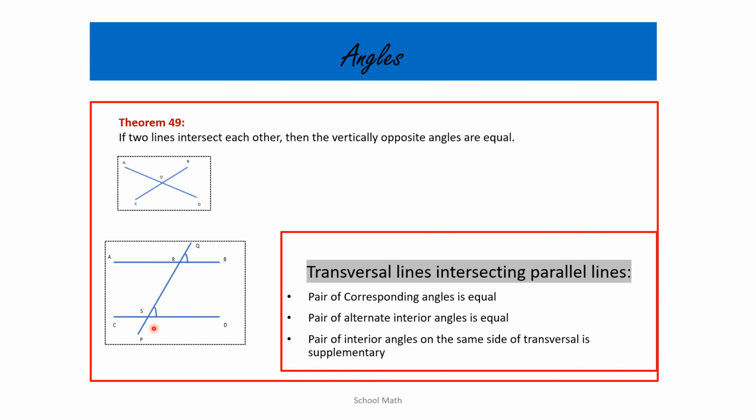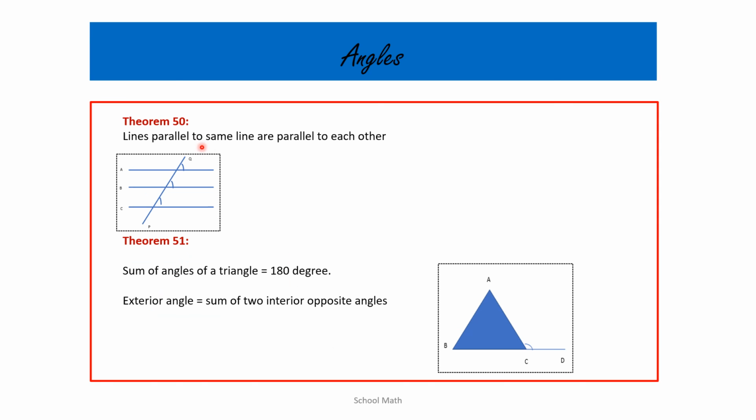When a transversal line is intersecting two parallel lines, then the pair of corresponding angles are equal. Pair of alternate angles are equal. Pair of interior angles on the same side of the transversal will be supplementary. Theorem 50. Lines parallel to the same line are parallel to each other. Theorem 51. Sum of angles of a triangle is 180 degrees. Then the exterior angle is equal to the sum of the two interior opposite angles.